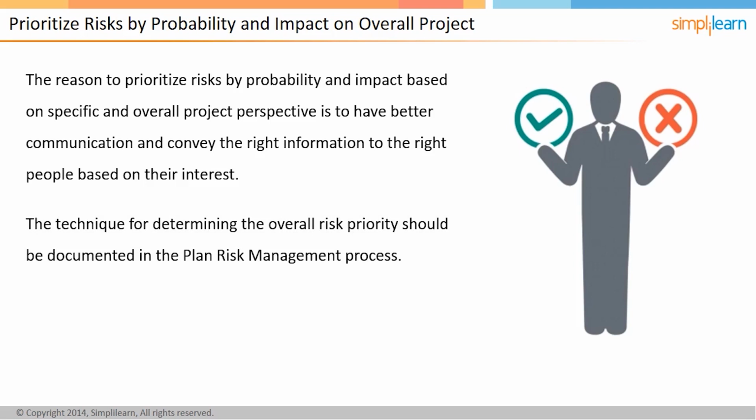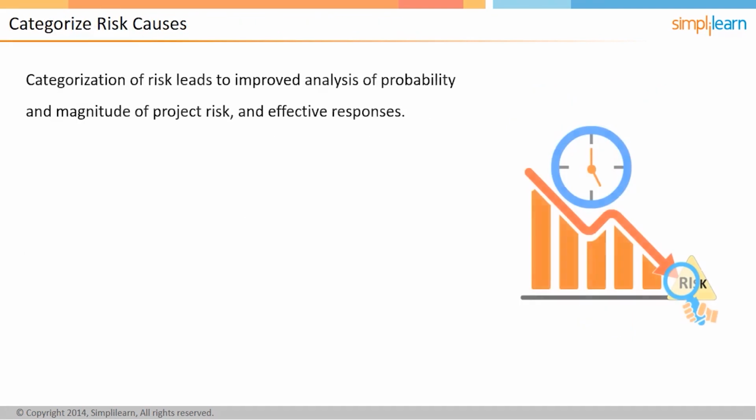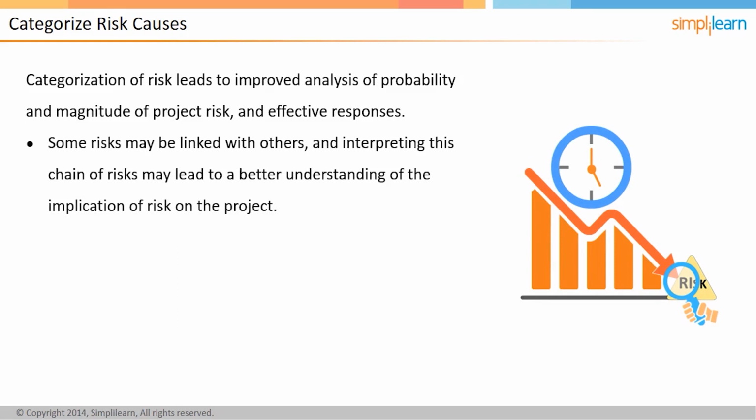In the next screen, we will discuss the categorization of risks based on causes. Categorization of risk leads to improved analysis of probability and magnitude of project risk, as well as effective responses. Some risks may be linked with others, and interpreting this chain of risks may lead to a better understanding of the implication of risk on the project. Identifying risks that can occur at the same time, or using the same resource for recovery, might provide a realistic picture of the problems of risk mitigation using limited resources.